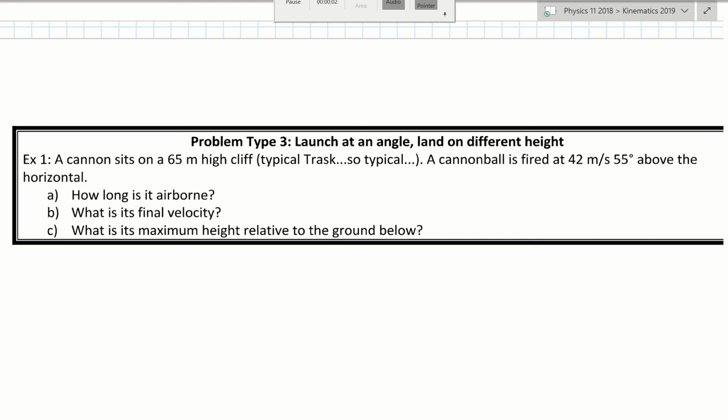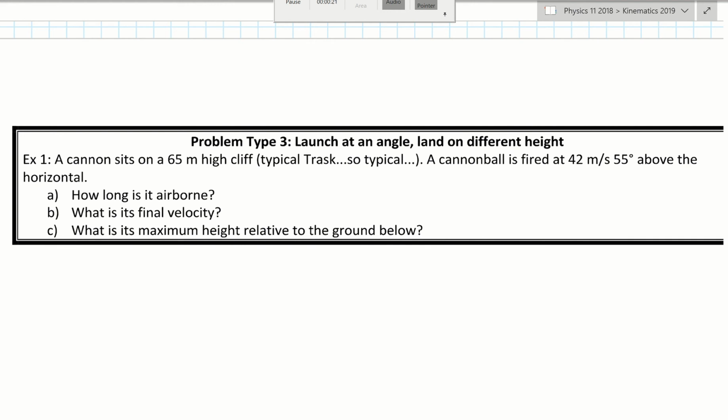Hello everyone, today we will look at level 3 of the projectile motion question where you launch an object at an angle but the object lands on a different height. So first off, we have a cannon sitting on a 65 meter high cliff. The cannonball is fired 45 meters per second at 55 degrees above the horizontal.